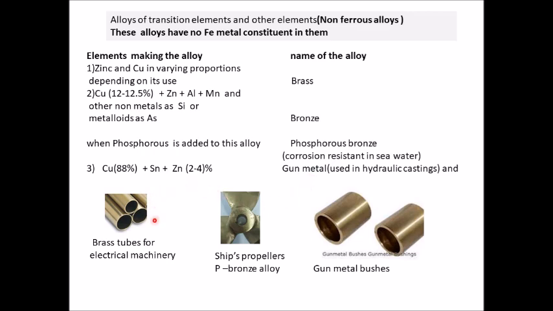Now, there is gunmetal, something we use very commonly, and you might have heard it commonly being said in the house. They are also used in making these bushes. These are called bushes. Here the ship's propellers, you can see, are made up of phosphorus bronze alloy, and the brass tubes are made for electrical machinery.